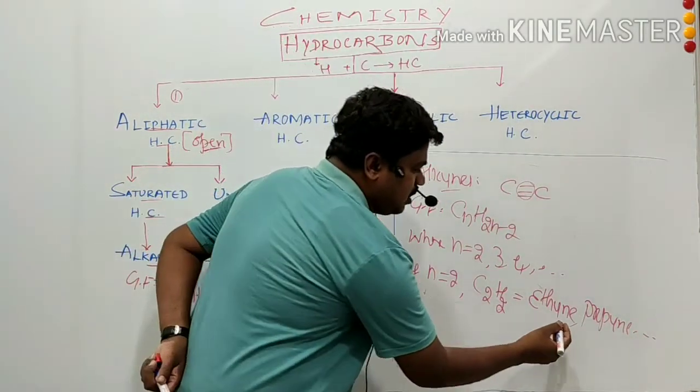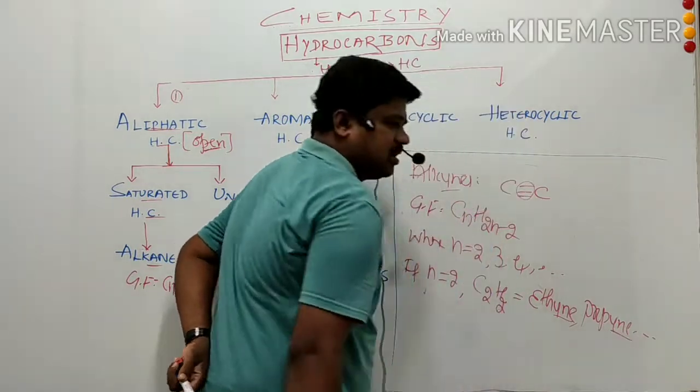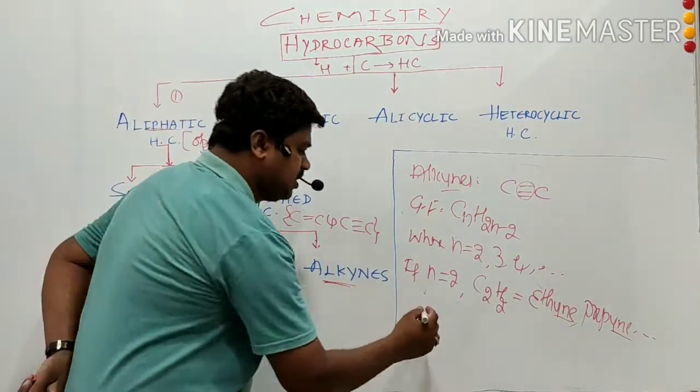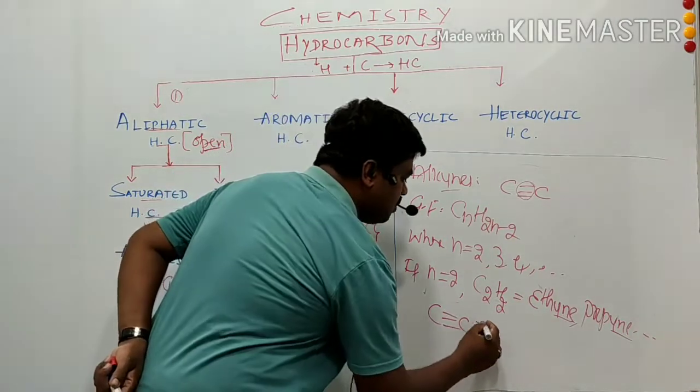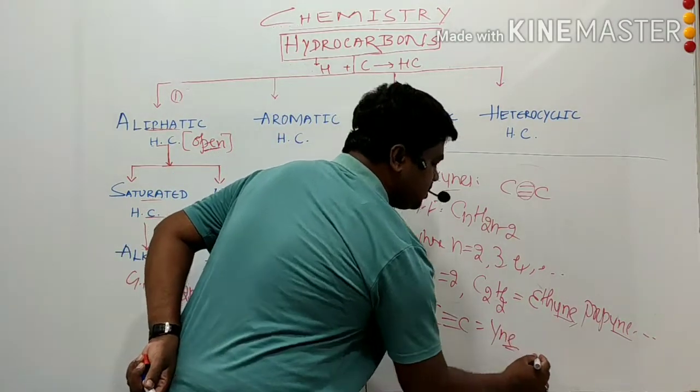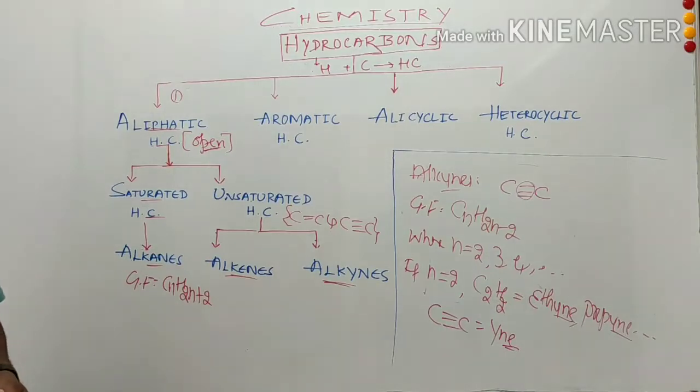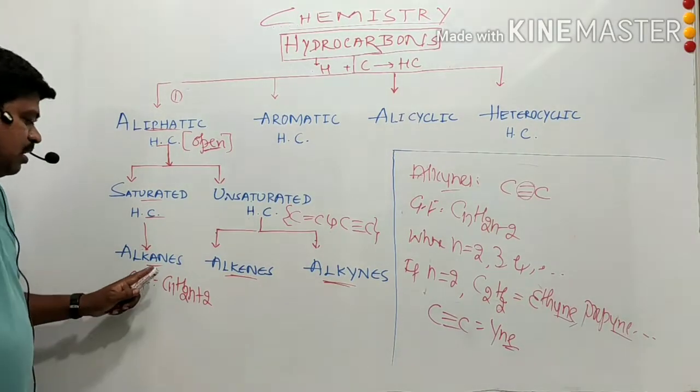If you see, all alkynes end with the suffix -yne, the same in the IUPAC nomenclature. A triple bond name ends with -yne. And I'll come back to that.